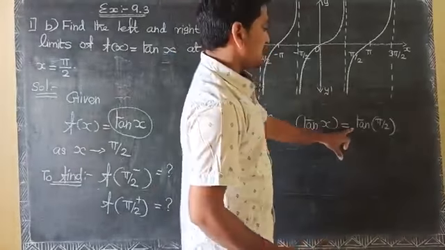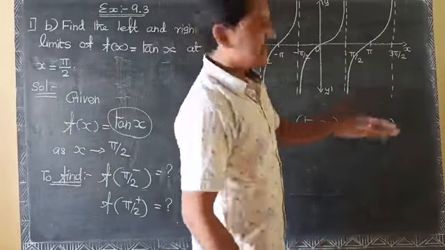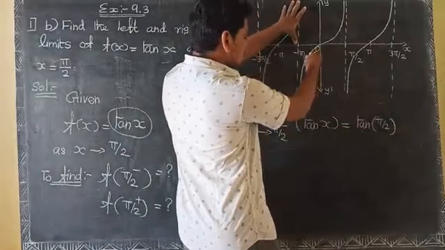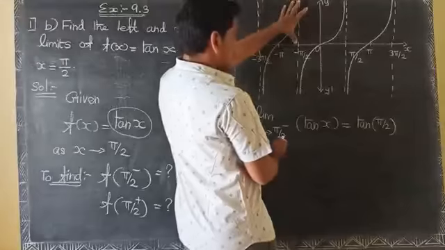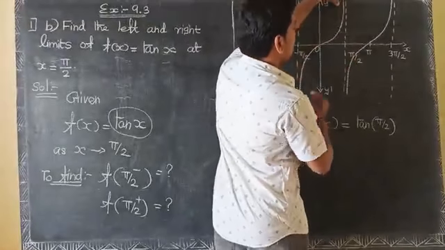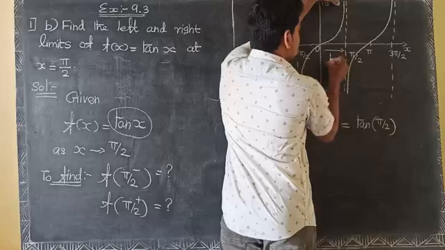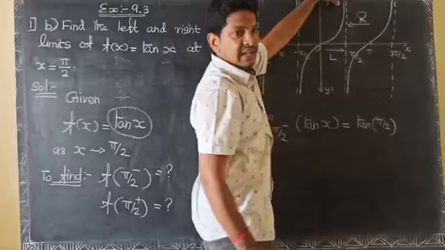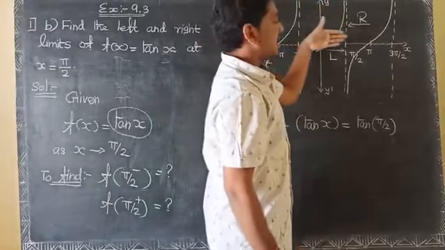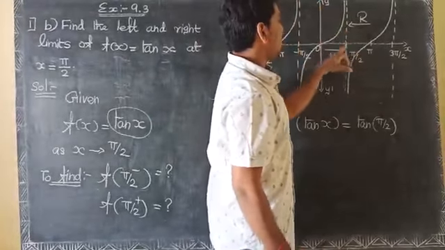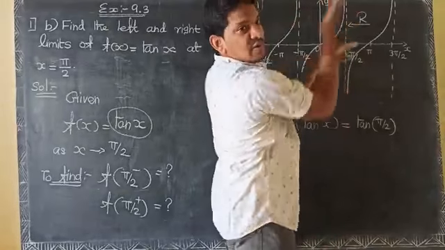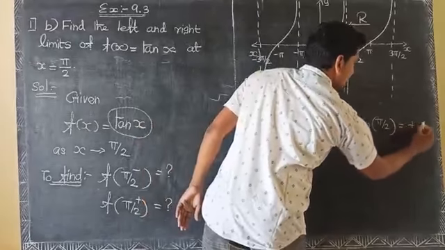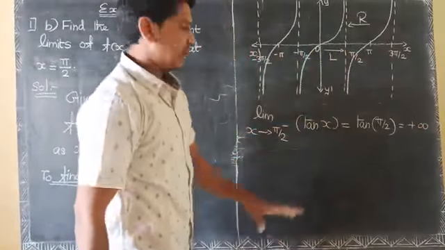X approaches pi by 2 from the left side means the curve goes up. This is the left side, and this is the right side. Left side approaches pi by 2 means the curve is upward. The curve is upward means equal to plus infinity.